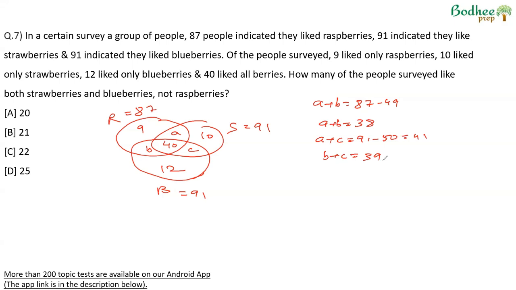We have to find out the number of people who like strawberries and blueberries. We have to find the value of C basically. So what we can do is we can probably add all three. If we add, we get twice of A plus B plus C as 39 and 41, 80, and 38, 118. So A plus B plus C will be 59. A plus B is 38.